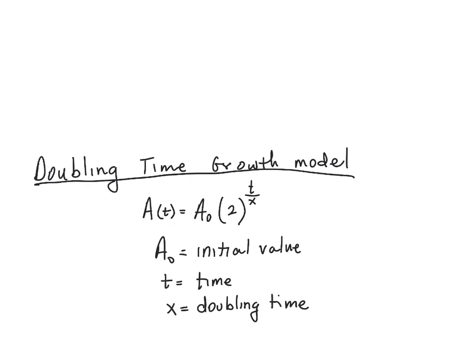Another model that's actually fairly common is called the doubling time growth model. You would use this model in a situation where a doubling time is described. Let me explain the parts of this formula. A sub 0 is the initial value. This is an exponential model, so 2 is our base, because it's doubling every so many units of time. T is our variable for time. X is what's called the doubling time.